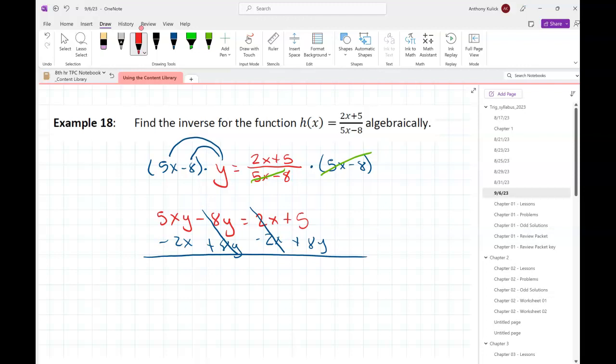5xy minus 2x. Well, I just write them next to each other, right? Isn't that what we do? If they're not like terms, you can't combine them together. You just write the thing. Same thing going on with the 5 and the 8y. So again, I'll just write them next to each other. So now we have the x's alone on one side.